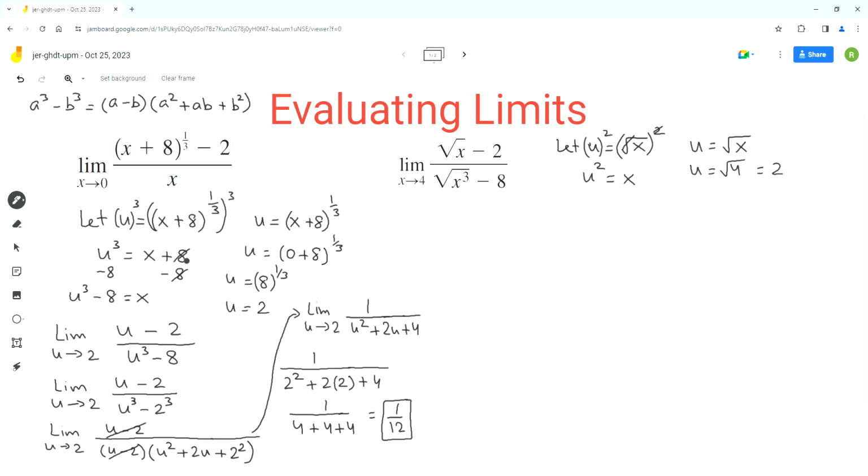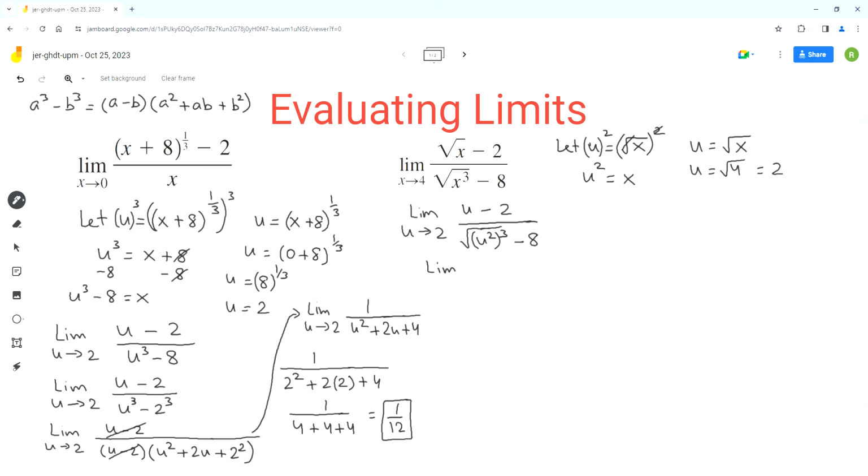So now we can rewrite our expression as limit u approaches 2, and then we get u minus 2 over square root of, so now x cube. So that will be u square to the power 3 minus 8. x is equal to u square. That's why we get u square to the power 3 under the square root. Now we can simplify this denominator expression.